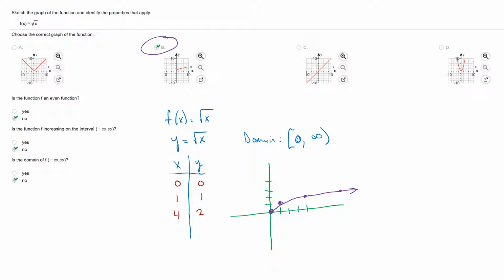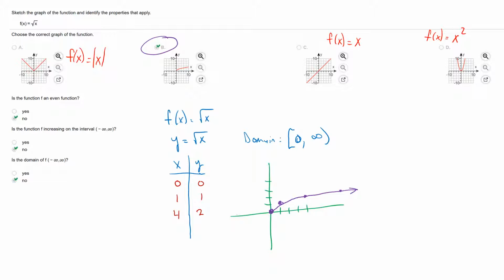The first graph, graph A, that's the absolute value function. That's f of x equals absolute value of x. Graph C is the identity function, f of x equals x. And the last one is the square function, f of x equals x squared. So all these functions are in the library of functions.